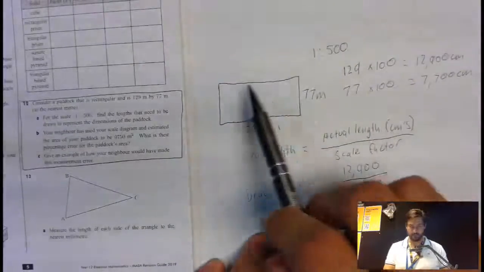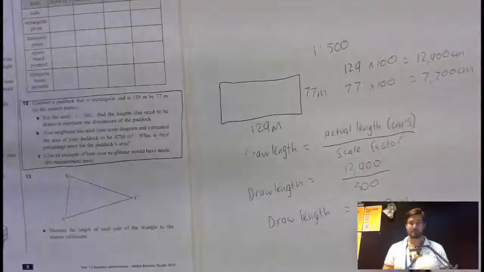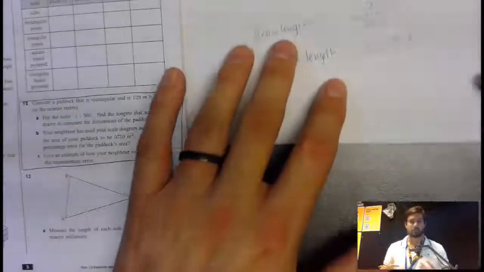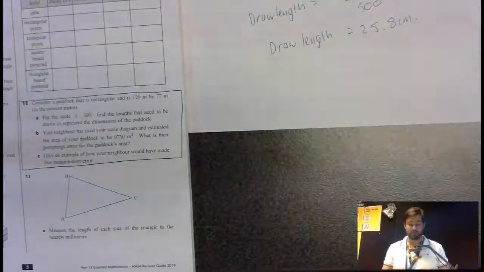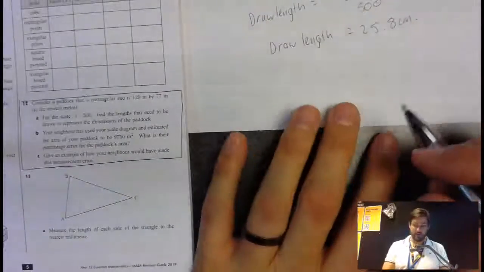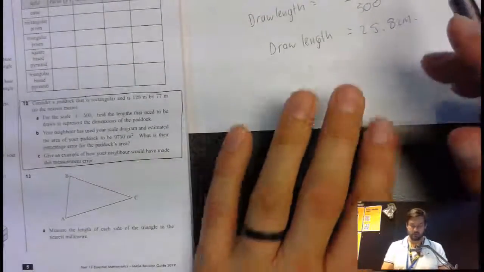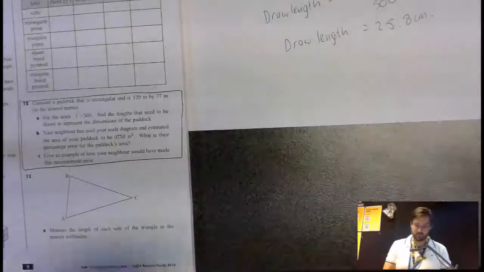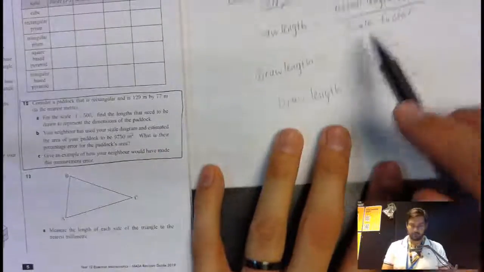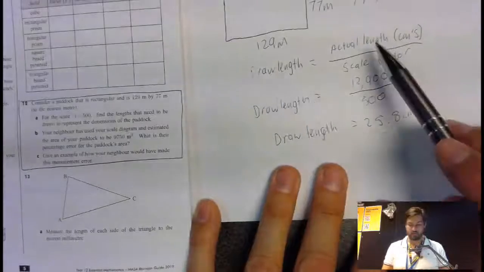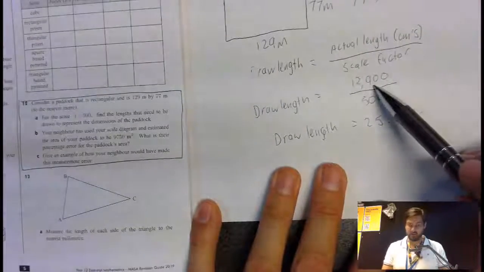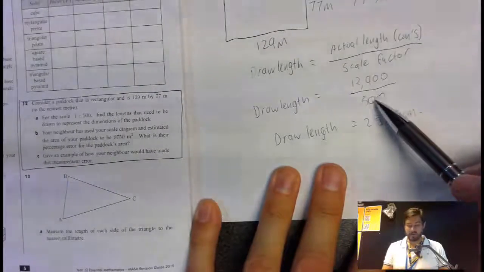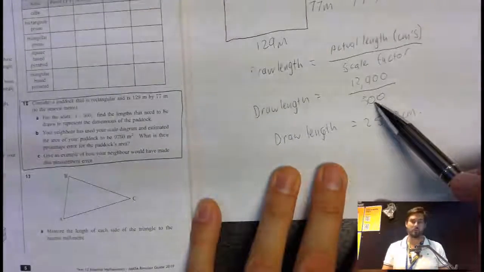If we're doing our other side of our rectangle, so our shorter side, which is going to be obviously this one here, we will follow the same process. So we know it's going to be draw length equals actual length in centimetres. In this case it's not 12,900, it's going to be 7,700, and we're still going to divide by 500. Our scale factor hasn't changed. We're using the same scale factor for both of these sides that we're trying to figure out. So it would look like this. I'll just write DL for draw length, equals 7,700 divided by 500.